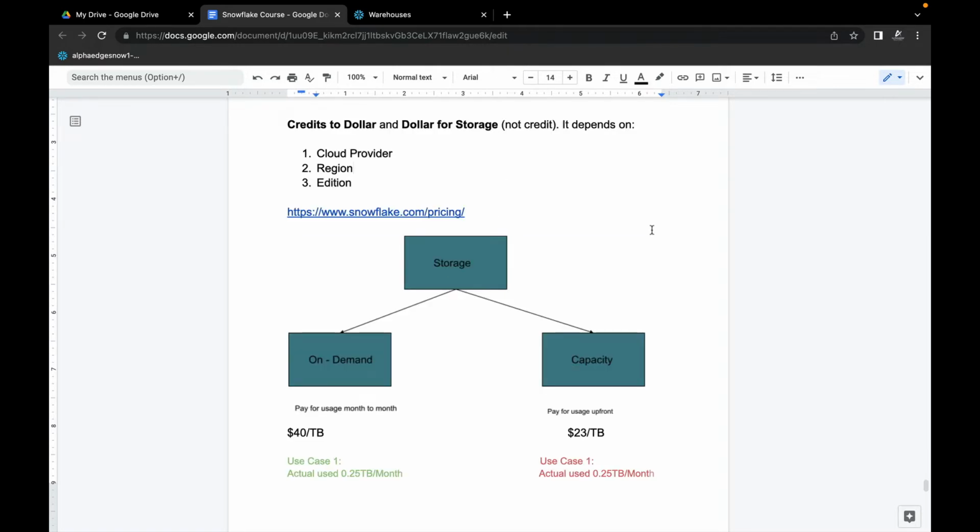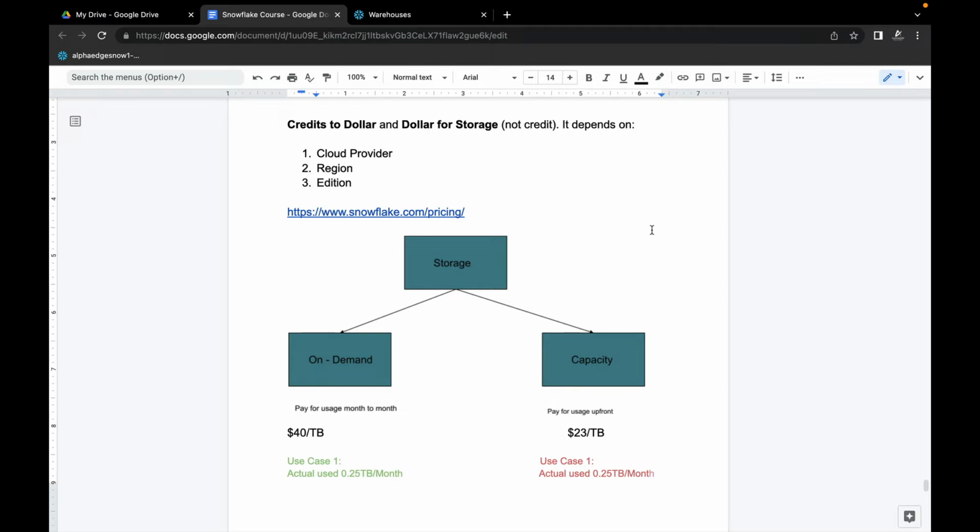We have a good understanding of credits, like how the credits are calculated, how the credits are billed per second, and how it is done for various warehouse sizes, whether it is single cluster or multi-cluster. In this video, what I will explain is how the credits to dollar mapping is done, and how the storage cost is actually calculated.